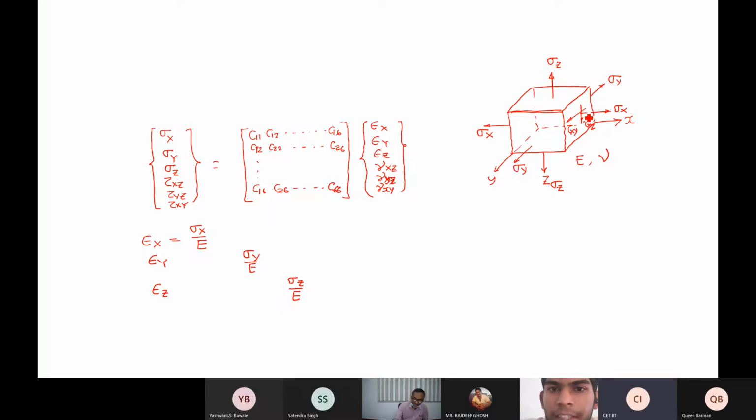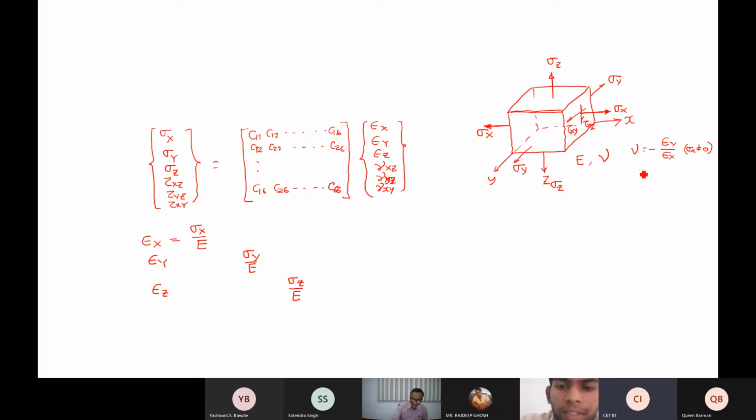Now, when we apply a stress sigma X, in addition to having strain along X, it also produces strain along Y and Z. Why? Because of Poisson's effect. You know that, right? So what is the definition of Poisson's ratio? Poisson's ratio nu is equal to epsilon Y by epsilon X if only sigma X is applied. I'm just writing it for isotropic, not for orthotropic, so that you understand it.